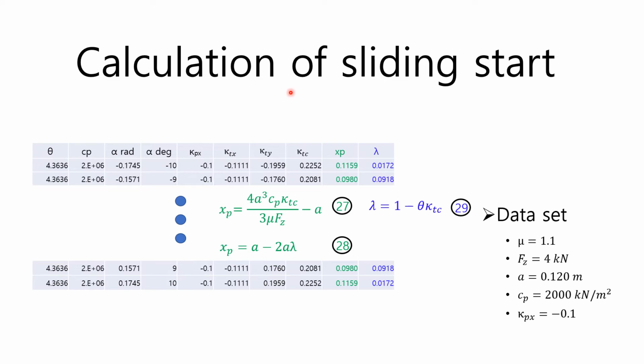In the next step, let's calculate the sliding start point using the equation 27, 28, and 29 derived from the previous video H55. The sliding start point xp of the combined slip is calculated, and the sticking ratio lambda is also calculated.